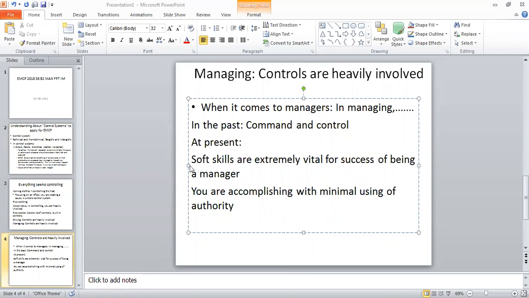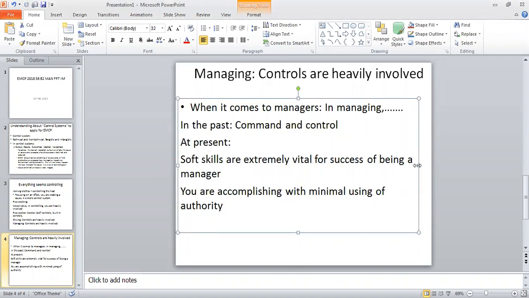So you are accomplishing with minimal usage of authority. That is very important. Managers cannot be policemen. So you are accomplishing the things with minimal usage of authority. So you are using a lot of soft skills.